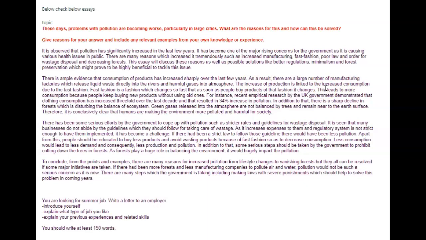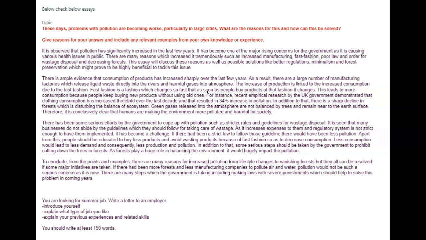"Fast fashion is a fashion which changes so fast that as soon as people buy products of that fashion, it changes." Okay, guess what word you use too much here? Fast fashion. What do I suggest here? I think you could have said, "This is fashion which changes so quickly that people throw the items away as soon as the next trend occurs." That would have been a better way of both creating cohesion and not repeating the word fashion so many times in such a small span.